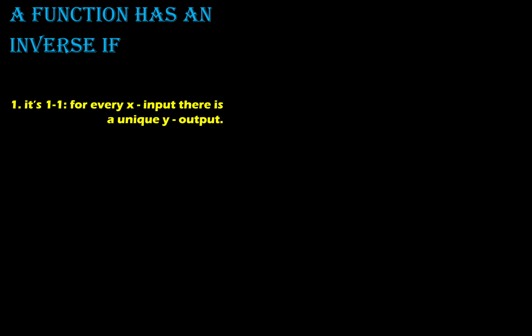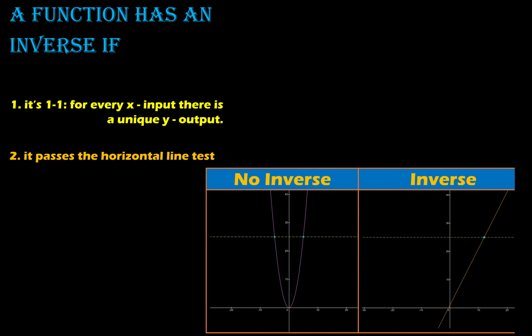In previous videos, we have looked at how to know if a function has an inverse. If our function is 1 to 1, meaning for every x input there is a unique y output, or if our function passes the horizontal line test, then our function has an inverse. Once we know our function has an inverse, our next goal is to find the inverse.